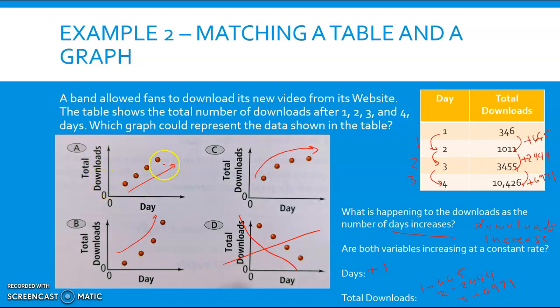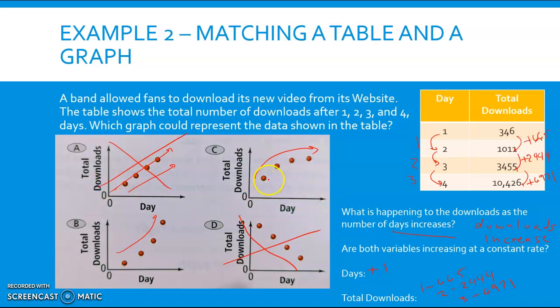So if you look at graph A, that's a constant increase, right? You could literally draw a straight line through that, because as the days increase, the total downloads increase the same amount each day. You don't want this one either. Okay, so that leaves B and C. So let's look at C real quick.